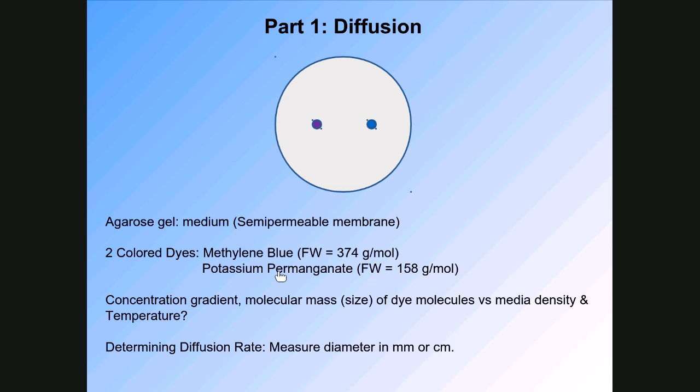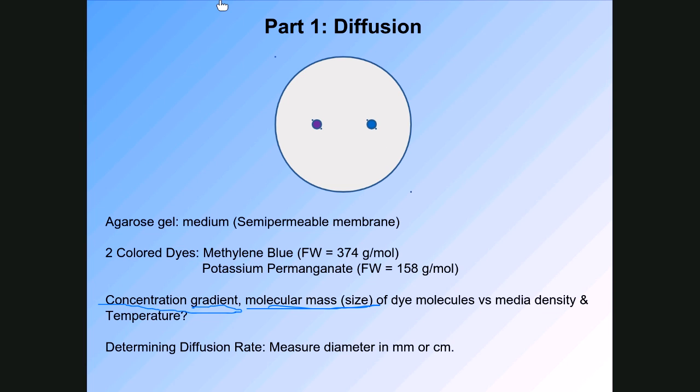The way it works is when you add the drops of dye into the holes in the gel that you placed, automatically you've created a concentration gradient. And the difference is in the dyes' molecular mass. What's not going to change is that they're both added to the same agarose gel medium, the same percentage, so the density of the gel is the same for both dyes. And we place them on the bench at room temperature, so the temperature is the same for both dyes.